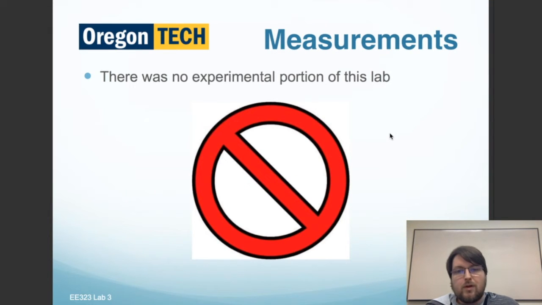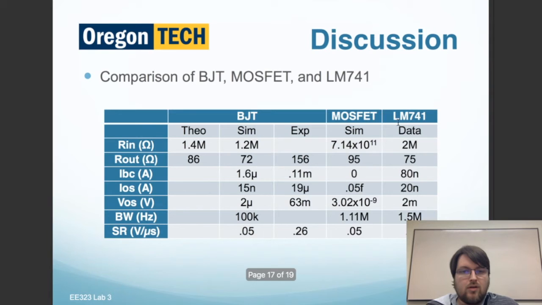There was no experimental portion of this lab. And then for this, we show the comparison between the BJT circuit, the MOSFET circuit, and an LM741 off-the-shelf op-amp. And as you can see here, the input impedance is very high, and the offset is very low, but that's mostly because it's a simulation, and if this was actually built, it would perform more reasonably.